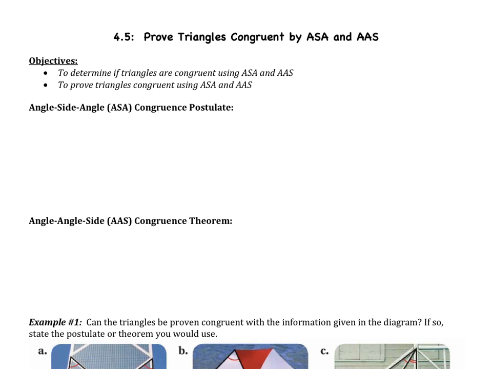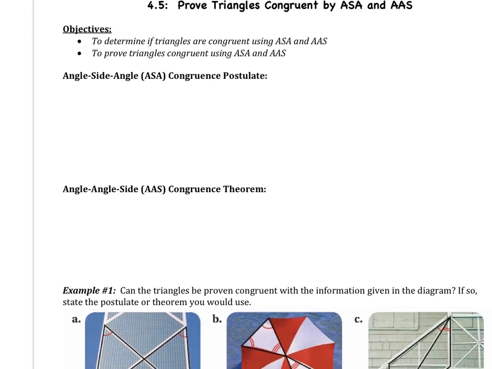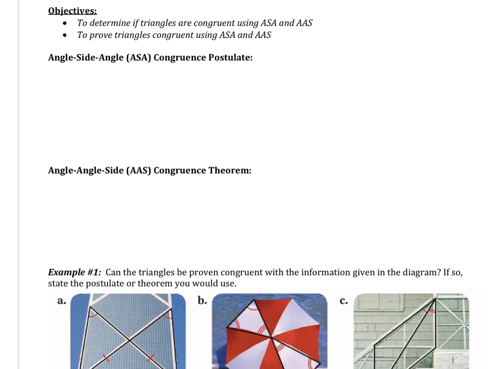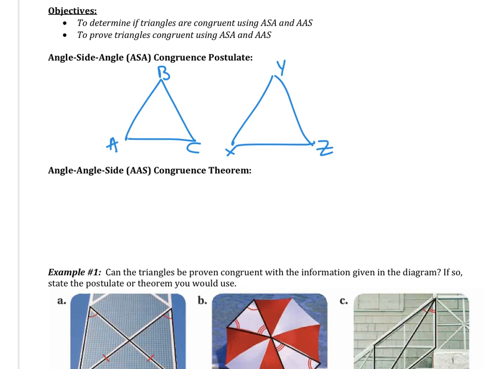Okay, so like I did with the other ones, I am going to draw pictures to represent these. So we'll go 2 different triangles. We'll go A, B, C, X, Y, Z. And in angle, side, angle, you would have a situation like angle A is congruent to angle X. You would have side AB is congruent to side XY, and then you would have angle B is congruent to angle Y. Okay, angle, side, angle.